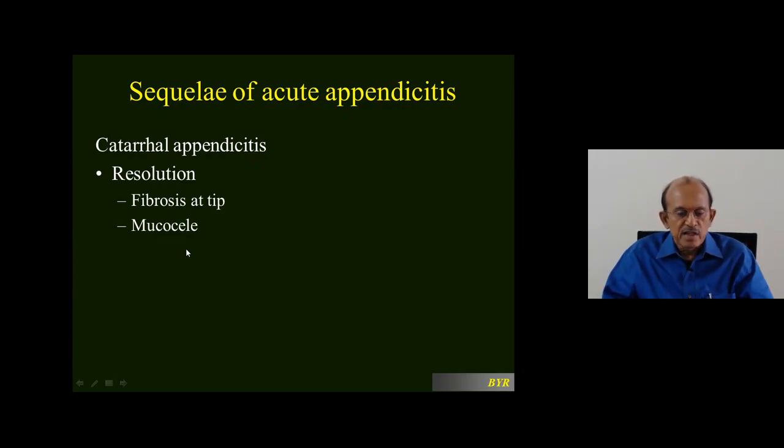Whenever there is an obstruction, the normal secretions of the mucous membrane cannot be emptied. That is why distal to the obstruction, there will be distension. What is mucocele? We have studied mucocele in relation to the gallbladder. So tell me, what is mucocele?